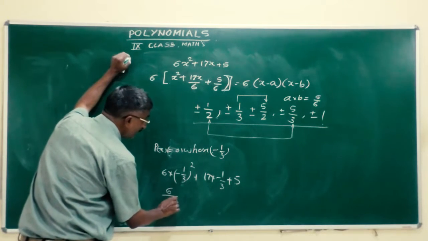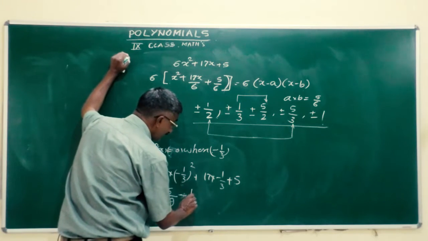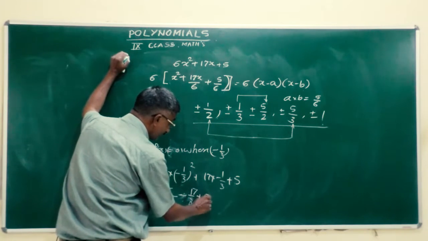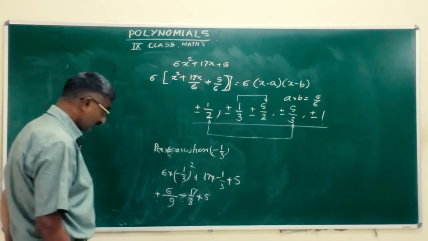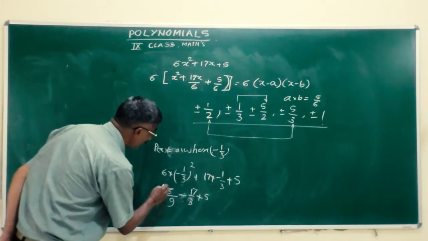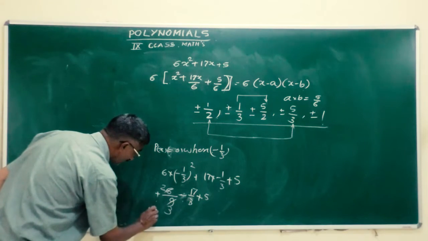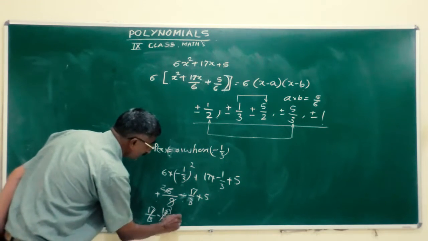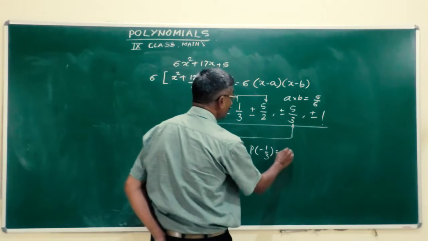So, 6 upon 9. So, this is 17 upon 3 plus 5. 3 2s are 6, 3 3s are 9. So, these two terms will be added. So, 17 upon 3 minus 17 upon 3, so this will be cancelled. So, the one term, that is P of minus 1 upon 3, is equal to 0.